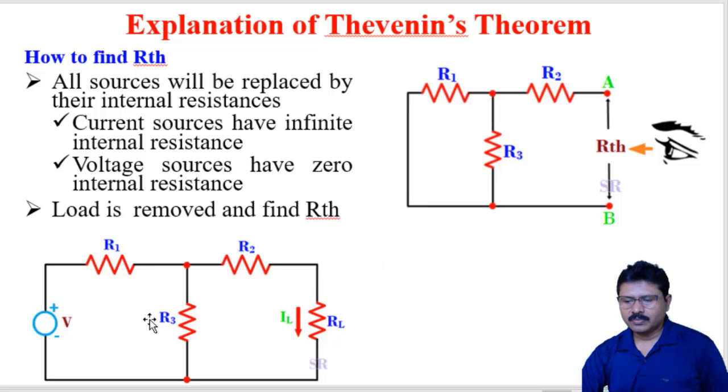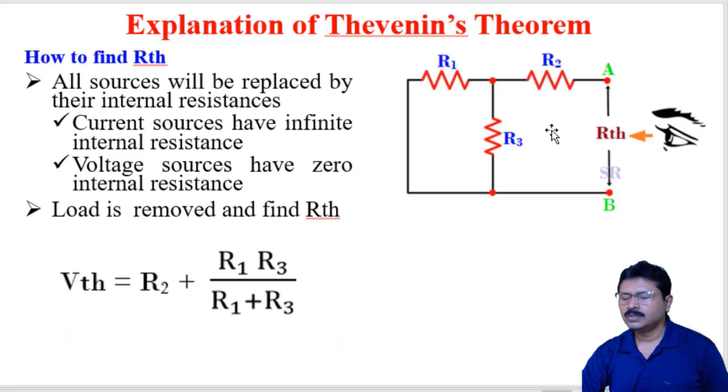So for RTH, this is the circuit, this is the open circuit and this voltage source has been shorted. We will look from this side to find out the resistance. When we are looking from this side, whatever will be the equivalent resistance of this combination of resistances, that equivalent resistance is the RTH. We have to calculate the equivalent resistance of these three resistances.